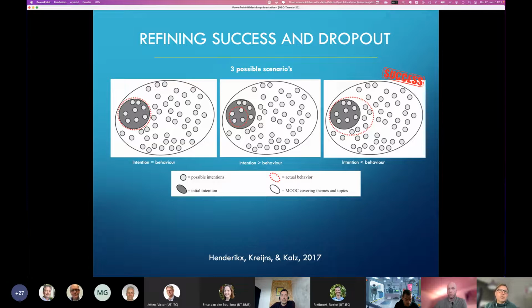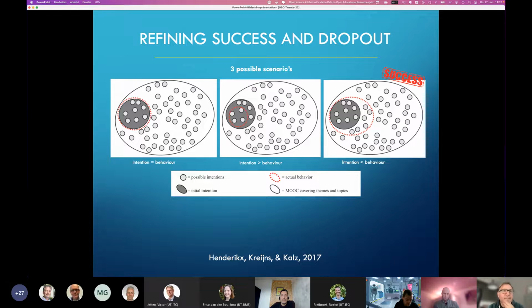And we more or less divided learners into 3 groups. We had groups in which the intention followed the behavior. We had groups in which the intention was bigger than the behavior, so they didn't achieve the things they wanted to achieve. And we also had a group of learners whose intentions were actually less than what they actually achieved in a course. So a different perspective on learning success.